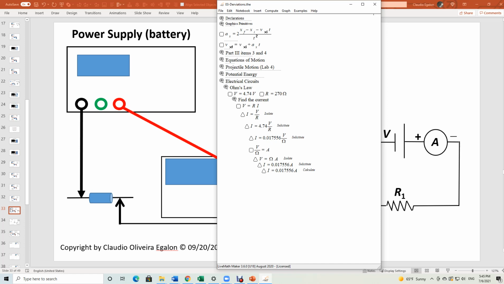Let's put that again. Must be this one here. And I got to change my, those cables are not good.